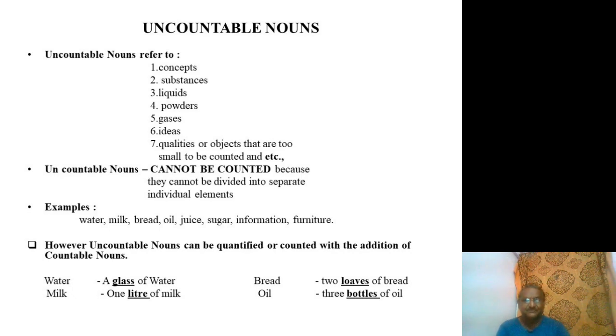Milk, it's an uncountable noun. You can change that one into countable by adding 1 liter of milk. Bread, you can convert that one into countable noun. That's called 2 loaves of bread. Oil, I could say 3 bottles of oil. This is very easy. This is the way how you can count even uncountable nouns, by adding countable nouns before that uncountable noun. This is the method.